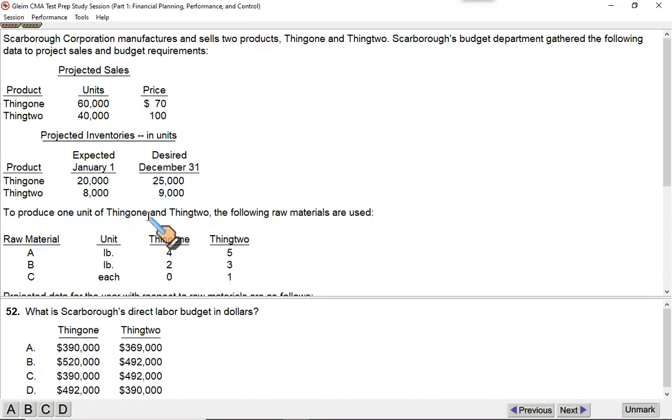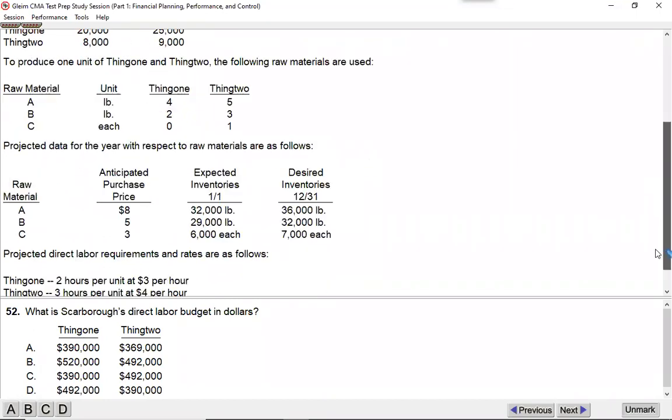To produce 1 unit of Thing 1 and Thing 2, you need the following raw materials. There are 3 types of material we use, A, B, C. A and B are in pounds, and they come at the rate of 8 and 5. This is the rate. I'll explain this later. So Thing 1 requires 4 items A, Thing 2 requires 5 items A. Thing 1 requires 2 items B, Thing 2 requires 3 items B. This is the material requirement for Thing 1 and Thing 2. 4 A's, 5 A's, 2 B's, 3 B's, no C, 1 C. So these are the component goods. It's a pretty complex question, so please stay focused.